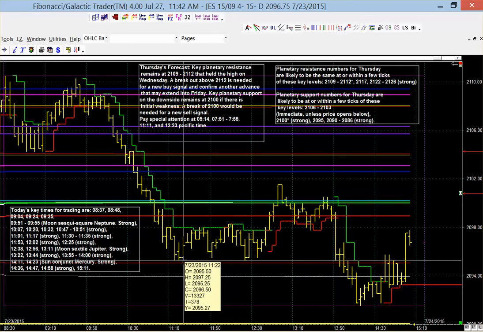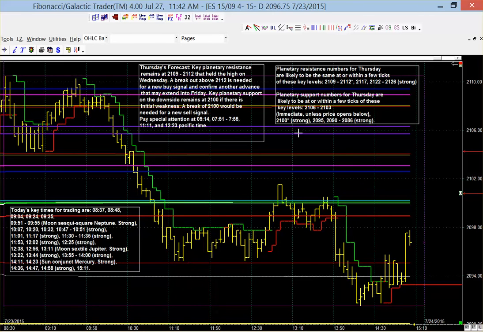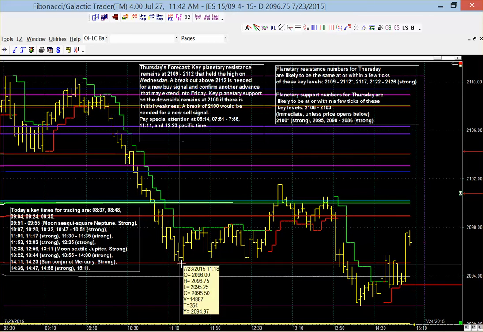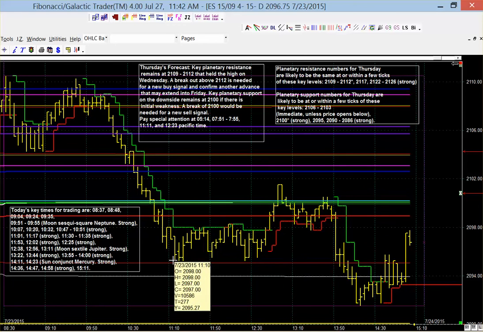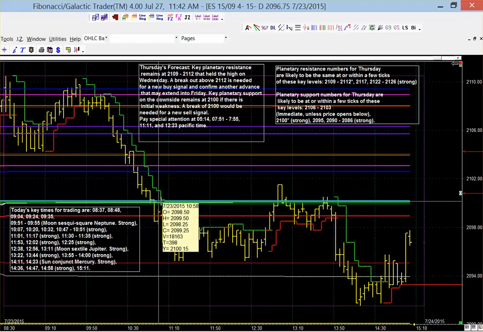It went to the next planetary support at 2095 indicated. So underneath 2100, 2095 is the next planetary support level, and that's where it found a bottom temporarily and consolidated for about an hour and a half. So since we broke 2100, that's now new resistance. So that's a level we're going to be watching to trade off of as new resistance on the short side.